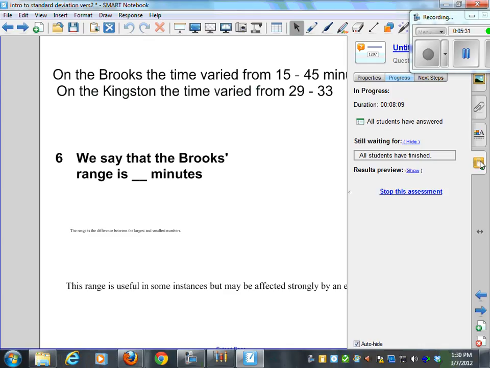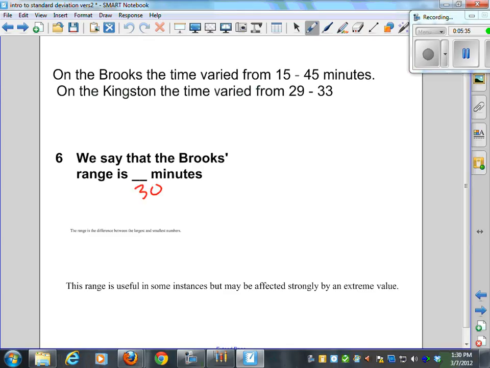Okay, so you should have got, what was the Brooks range? 30 minutes. The Kingston is only what? The range is only 4. Okay? So you might say, well, we could just go with the range. That tells us which one is more consistent. But the problem is, well, hang on, let me just do this here.